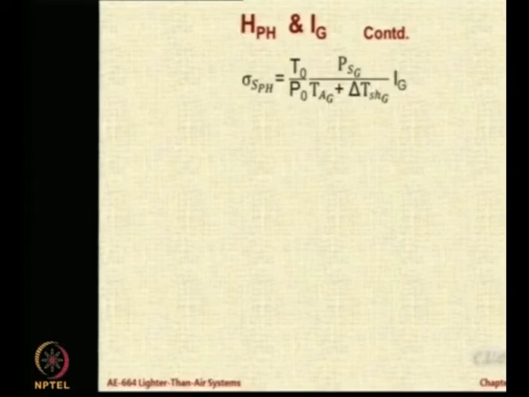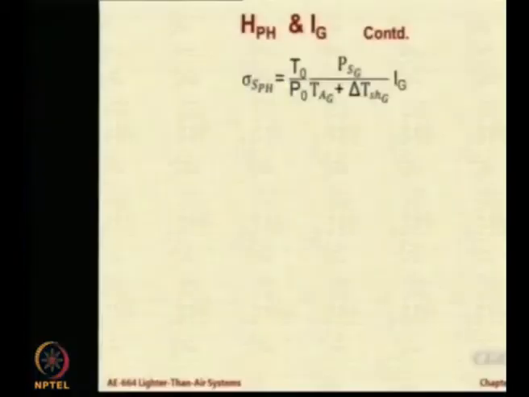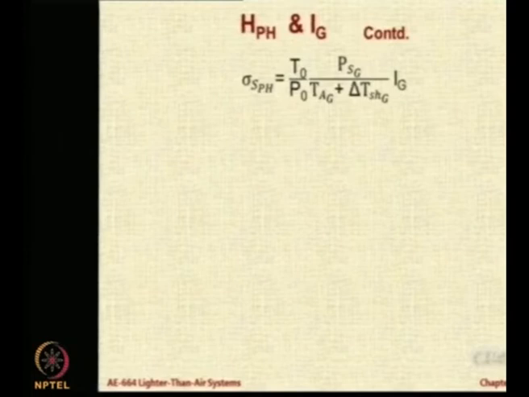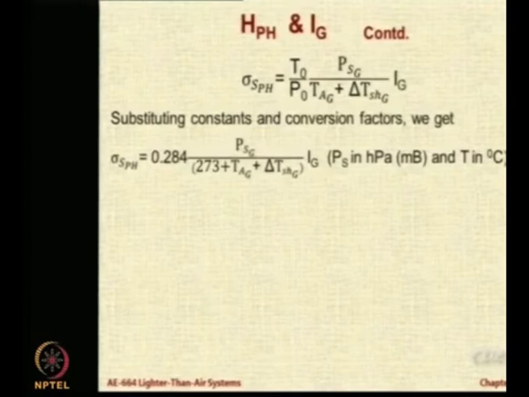And what would the value be for TAG? If you assume G as the ground level or as the sea level, ambient temperature at ground, operating at ground, zero altitude, 288.16, same as T0 for sea level. So what do you get? I want an expression which says sigma SPH, which is the density ratio for a given pressure altitude, in terms of the ambient pressure on the ground, temperature on the ground, ground level inflation fraction, and delta T SHG. How much will it be? Yeah, 2.84 times 10 to the minus 3, 0.284. Correct. So if you now replace TAG in centigrade, then it will be 273 degrees plus TAG.